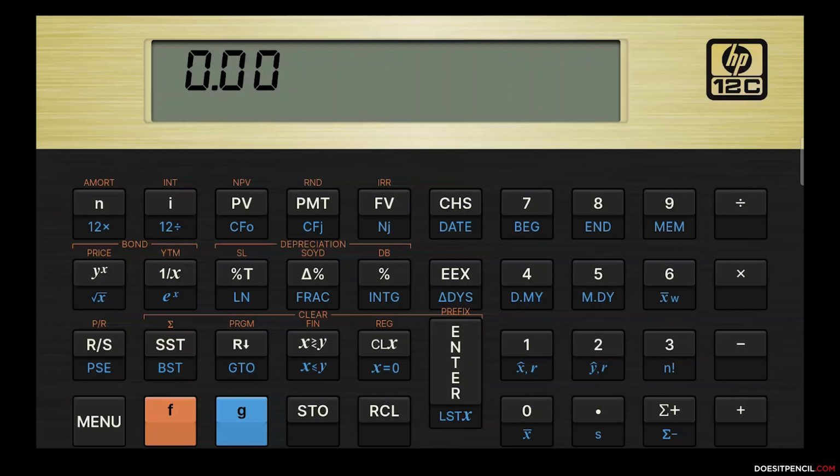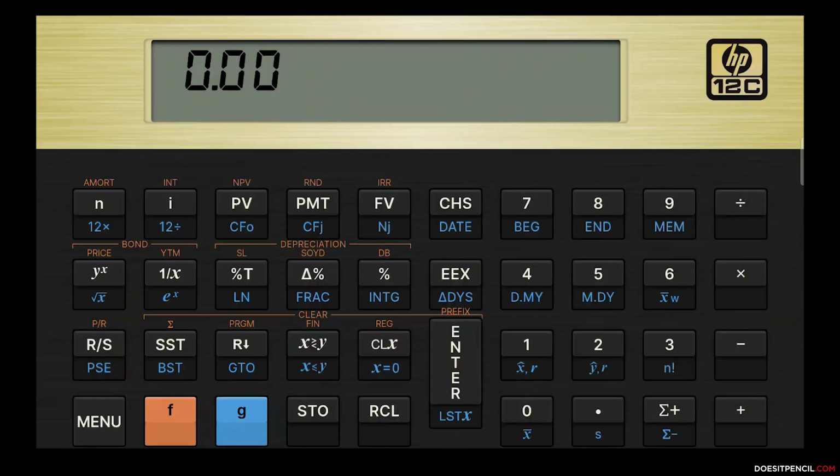PV is present value. That's a lump sum that occurs once at the beginning. PMT is payment, a periodic sum that occurs periodically. And FV is future value, a lump sum that occurs once at the end. So there's 2 things about time value of money that I'm just going to explain briefly. Then I'll show an example.